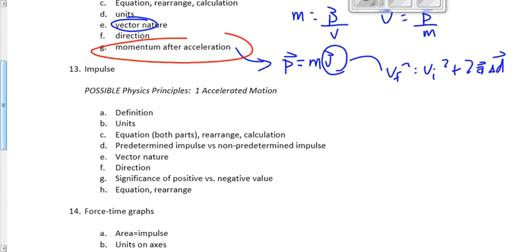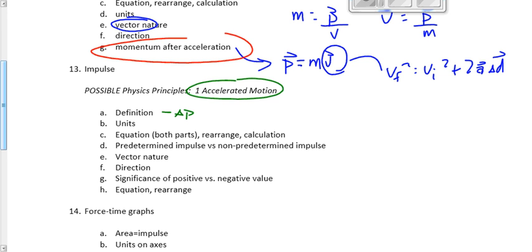We talked about impulse, and you can see right away the only physics principle that you'll be dealing with when we talk about the concept of impulse might be accelerated motion. Why? Because what is impulse? It's the change in momentum. If momentum is changing, then it must be accelerating. It doesn't mean it's speeding up, it could be slowing down, but the velocity is changing, it's accelerating, therefore it's giving us a change in momentum and impulse.